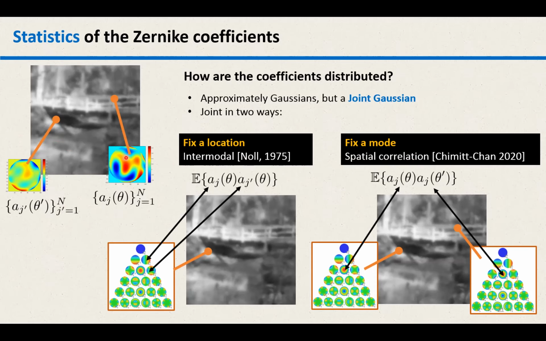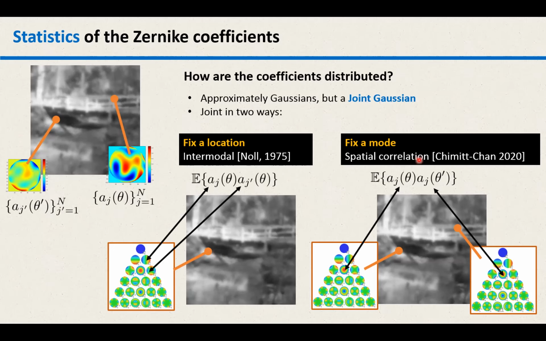For the intermodal correlation, what it means is that you look at one pixel location, and then you look at two different Zernike polynomials. And then there should be a correlation between these two. By correlation, I mean that you take the expectation of the product of these two terms, aj and aj prime. Now this theta would denote the location. So here you have theta prime, here you have theta. So two different locations. The intermodal correlation tells you the correlation between these two Zernike coefficients at the same location.